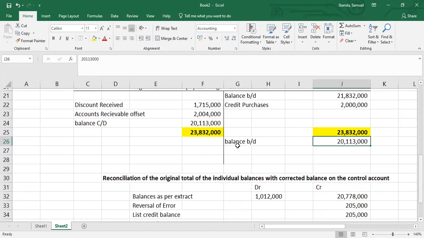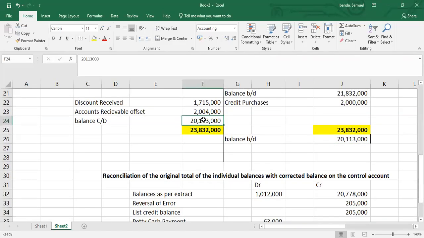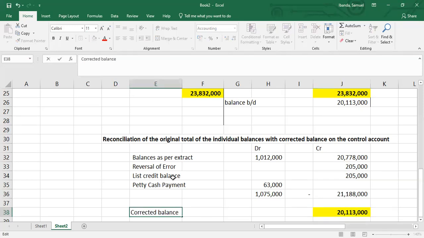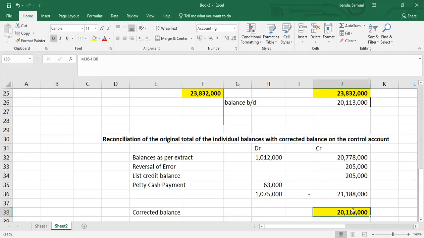And that is why, as it is a balance carried down here, it's a balance brought down on this side, if you know how to balance off. So in the same way here, when you get the difference between the credit side and the debit side, you should be able to come to this. So ideally, your accounts payable ledger control account has been balanced with the normal ledger account to come to 20,113, okay? So that is the principle that we wanted to derive when it comes to reconciliation.